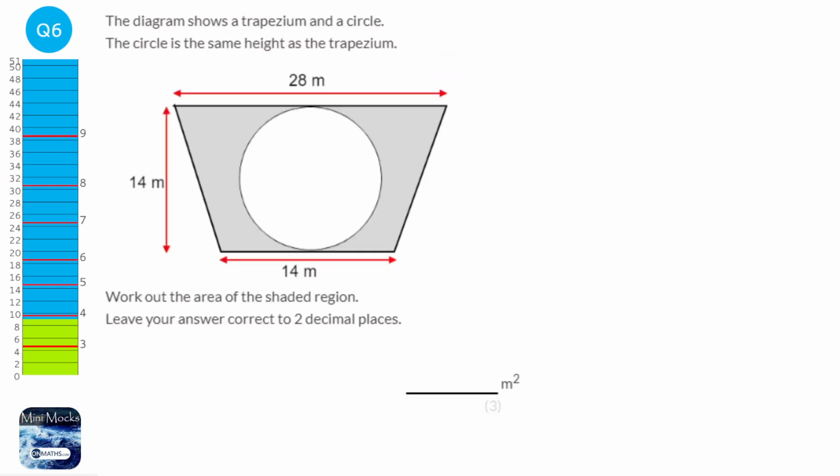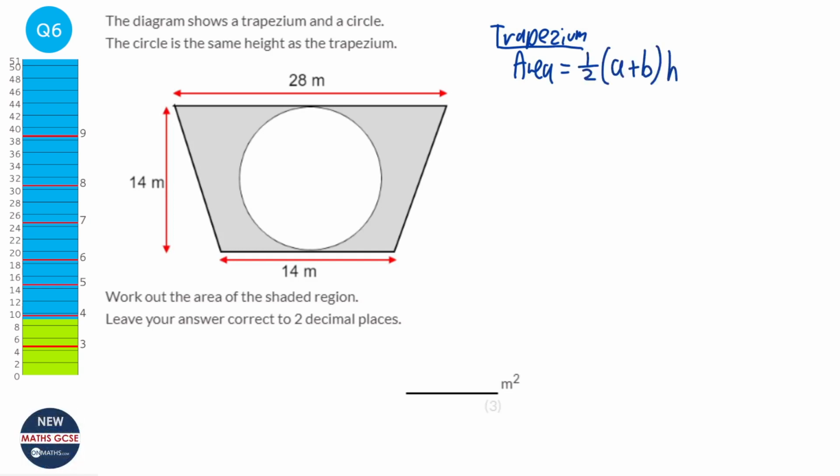So the first thing we're going to do is work out the area of the trapezium. The formula for that is half brackets A plus B times H. Now A and B have to be the parallel sides. So here we've got the 2 parallel sides, here and here. So that is A and B.